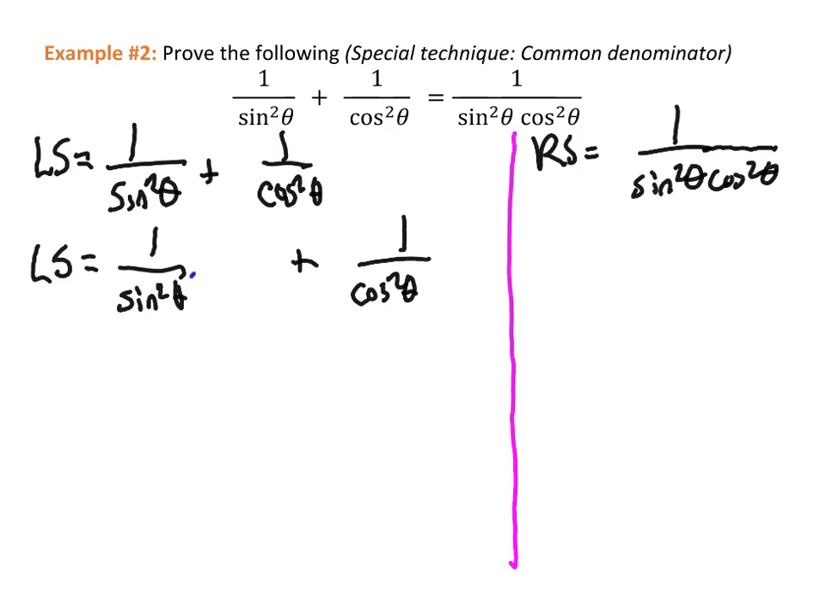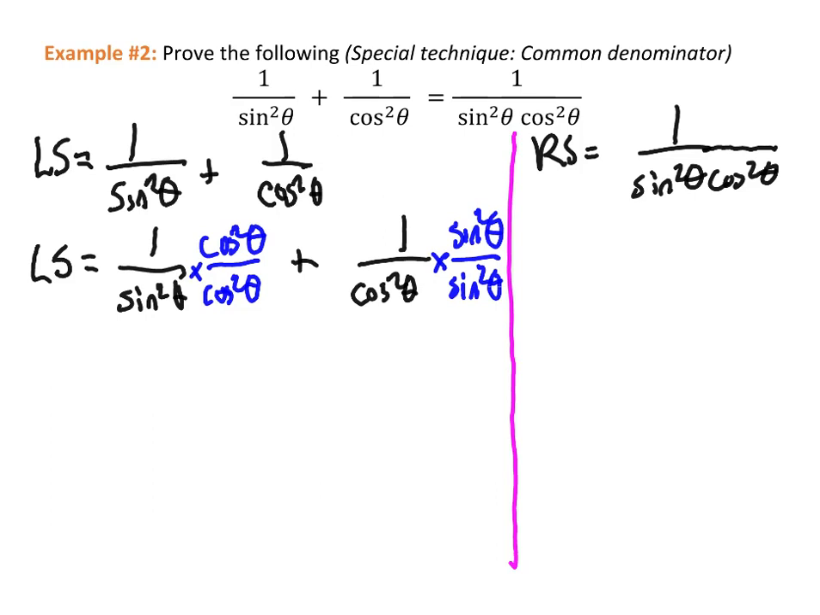So I'll put here a cos squared theta on the bottom. Now I can't just do something to the bottom, I have to do that to the top too. So there needs to be a cos squared theta on top. And then I'm going to make this the same denominator, so it's going to be cos squared times sine squared. So I put a sine squared theta on the bottom, but I got to do that to the top as well, so there's a sine squared on the top.